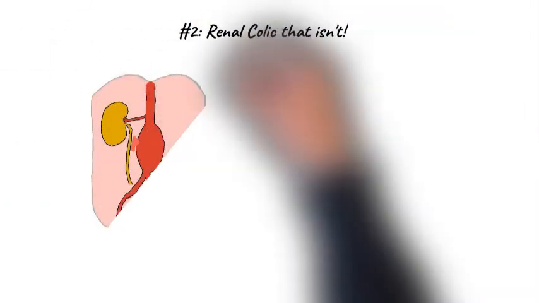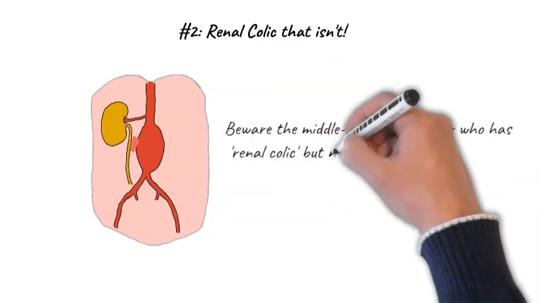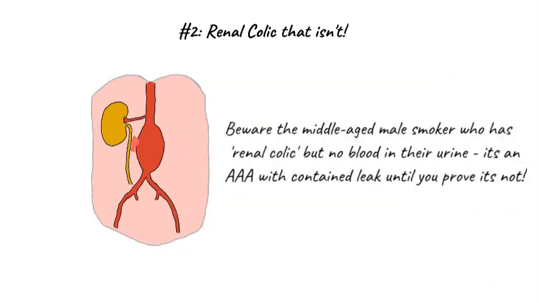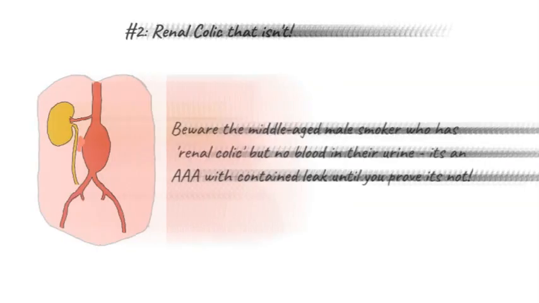Number 2. The patient with renal colic that isn't a renal colic. So this is classically the middle-aged male smoker who presents to ED with apparent renal colic but does not have any blood in their urine on dipstick. This patient has a AAA with a contained leak until you prove that they either don't have an aneurysm or they don't have a leak.